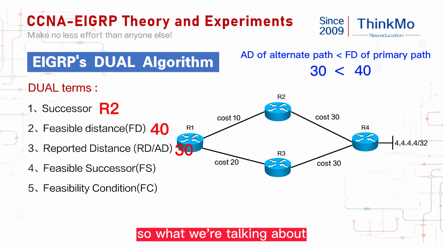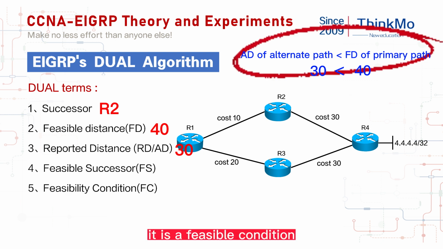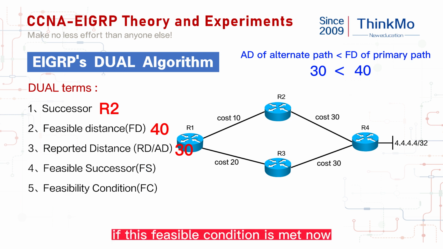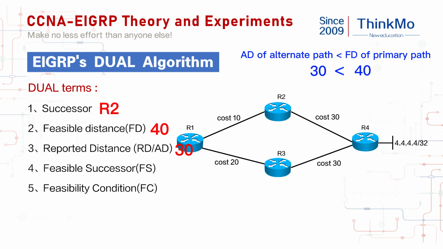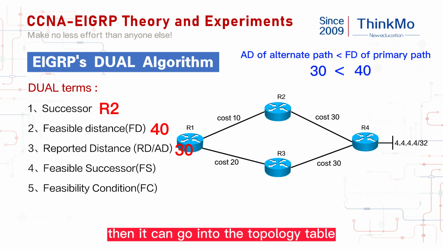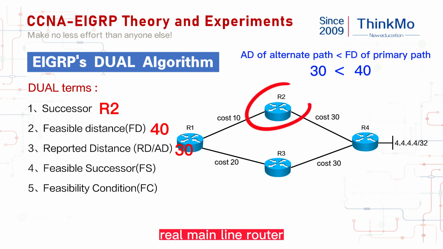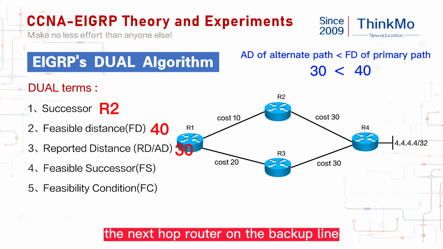So what we're talking about is the feasible condition, called FC. If this feasible condition is met, then the following path can be a backup path. Then it can go into the topology table. The next hop router on this backup path is the feasible successor router. The next hop router on the real main line is the successor router. The next hop router on the backup line is the feasible successor.